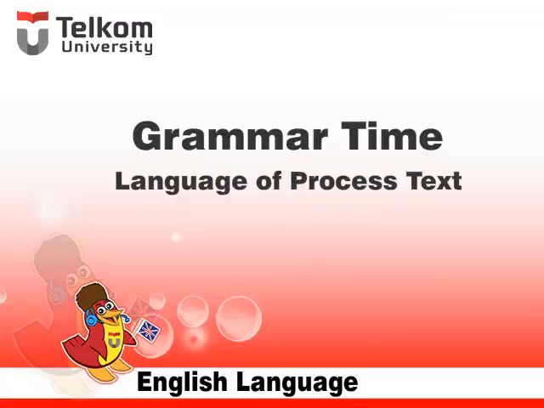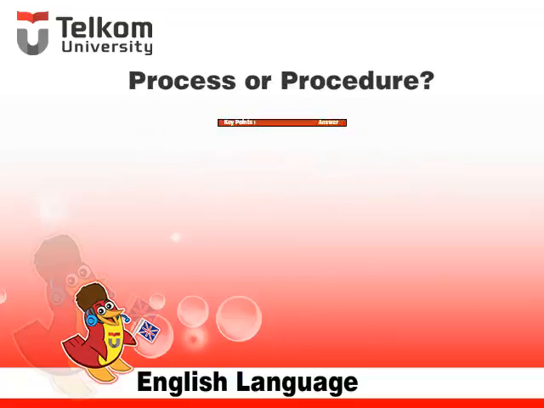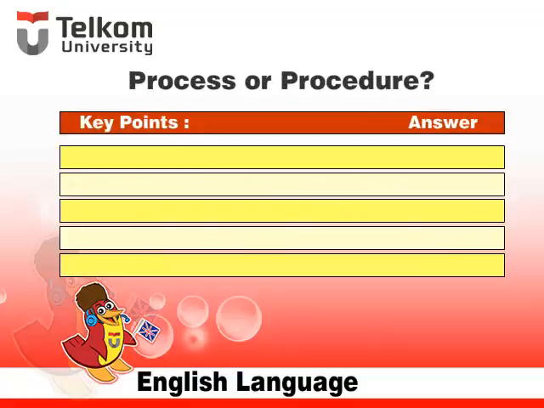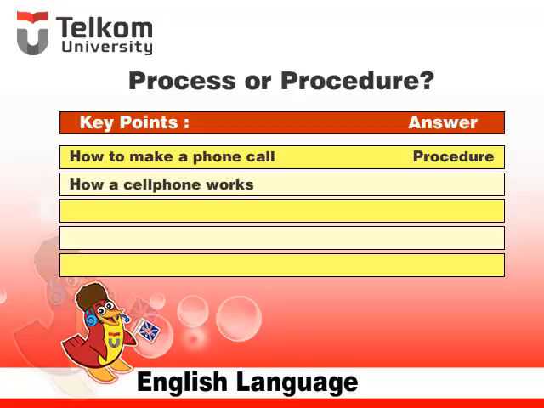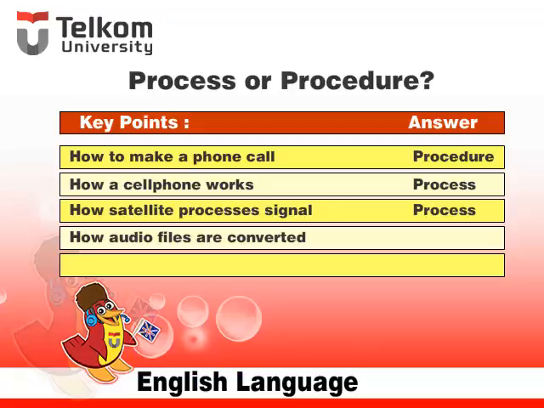Grammar time. Language of processed text. Pay attention to the following possible titles of text. How to make a phone call is a procedure. How a cell phone works is a process. How a satellite processes signal is a process. How audio files are converted is a process. How to convert audio files is a procedure.